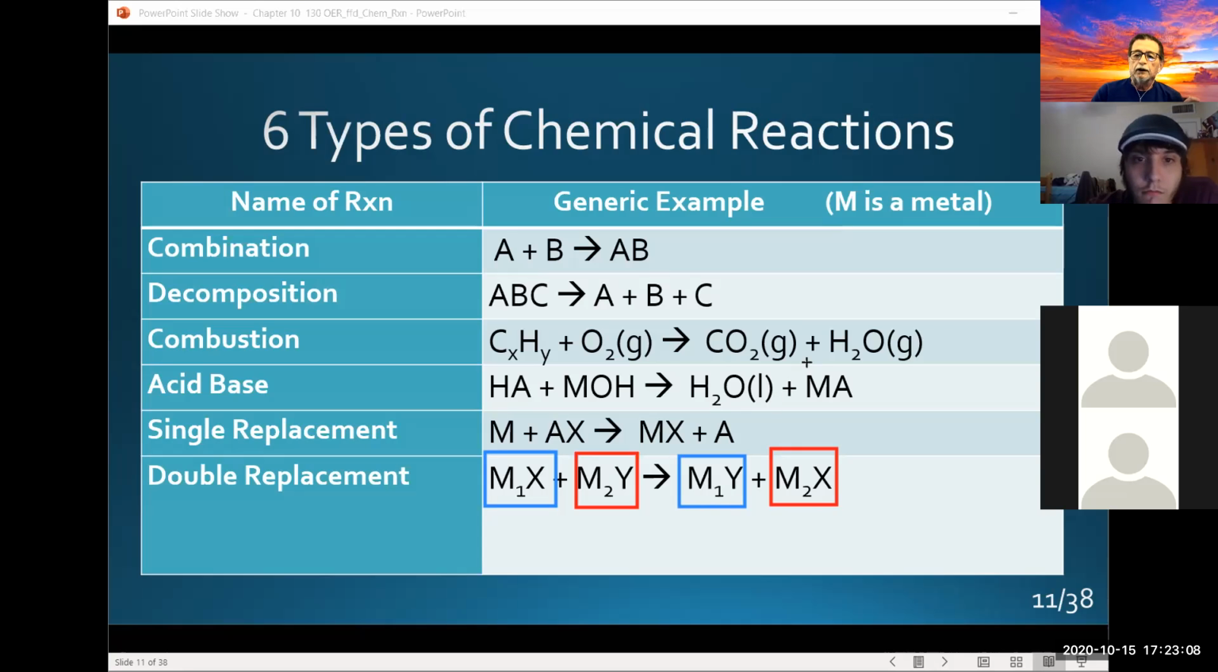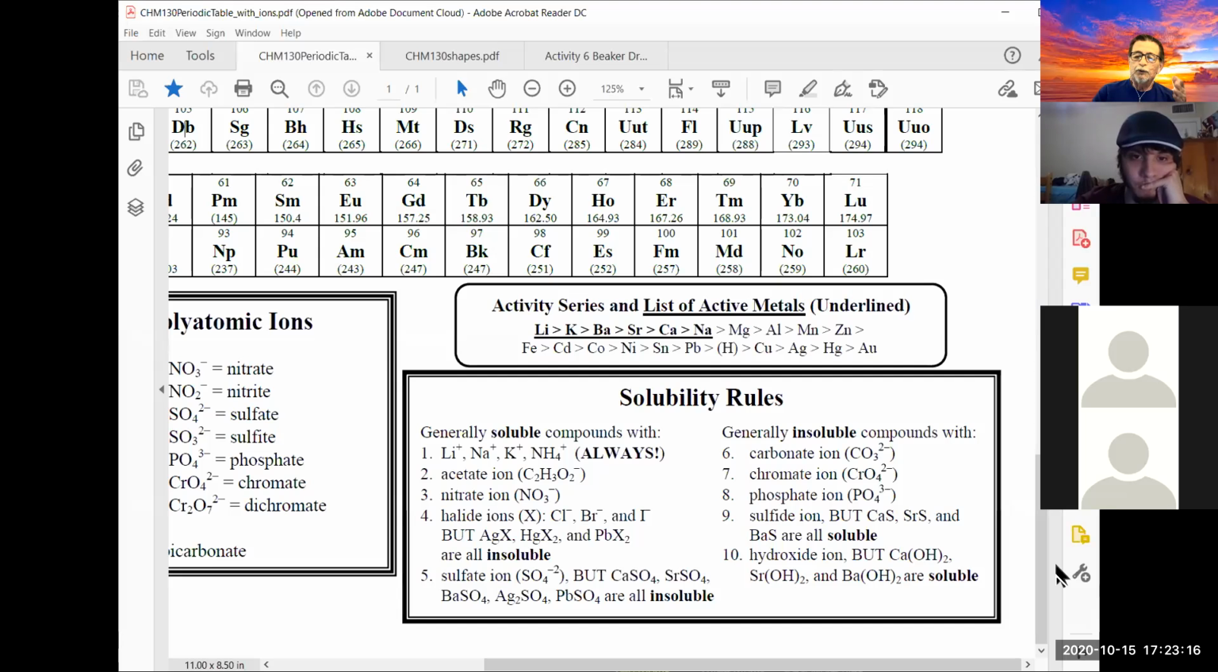Okay. Now the question is, well, how do we know if a reaction proceeds? I'm glad you asked that. Because we refer to, guess what? Periodic table, and we look at the solubility rules. Now, we don't care about the reactants. I just told you the reactants are soluble. Okay. When we put them together and they exchange partners, we then look at the solubility of the new partners that have been created.